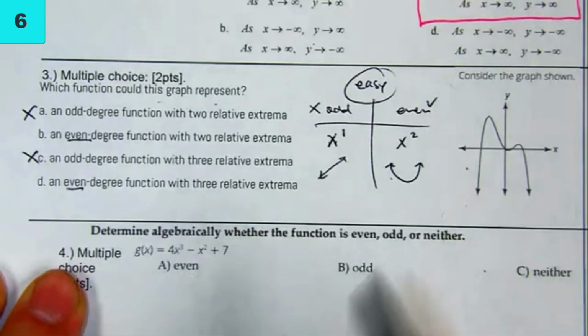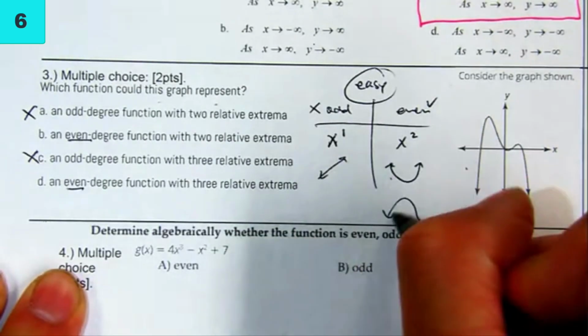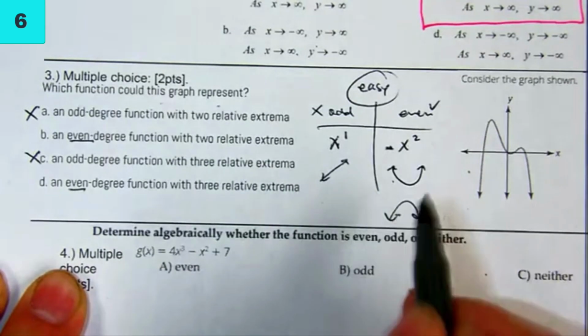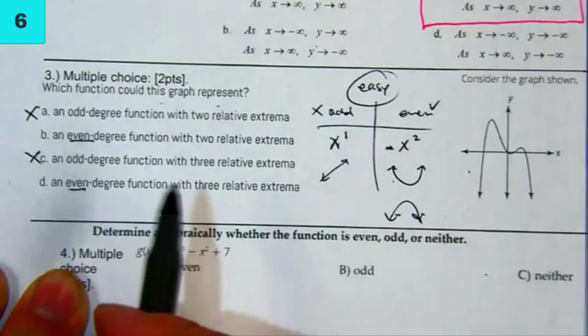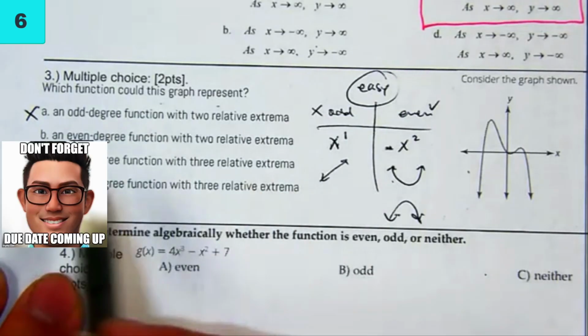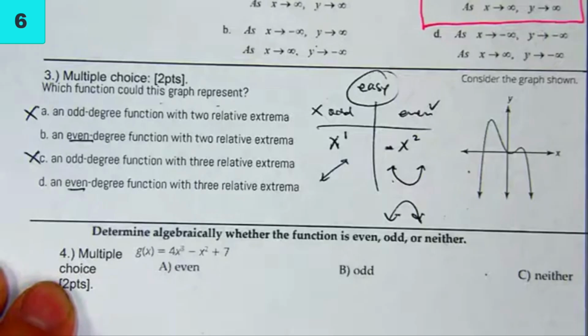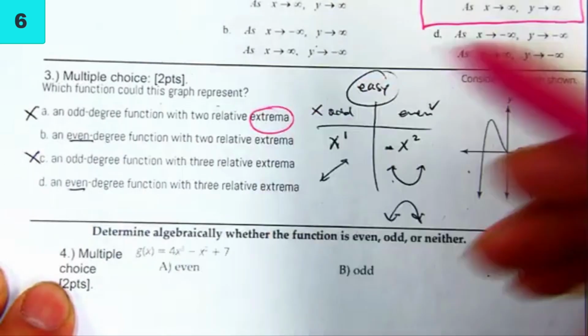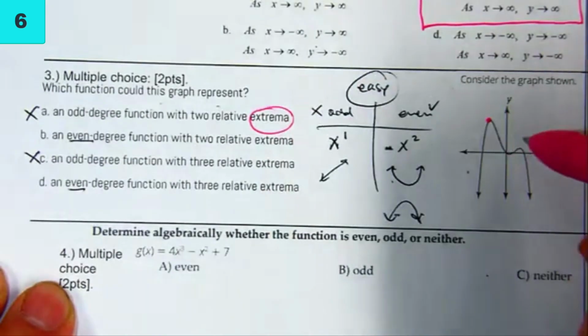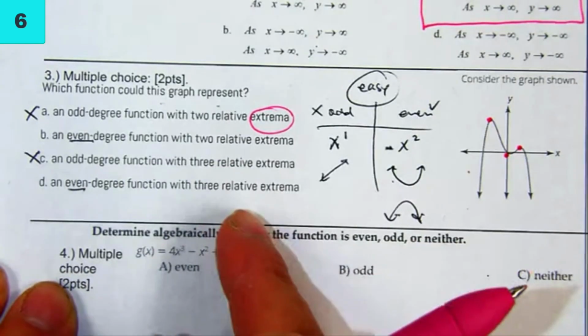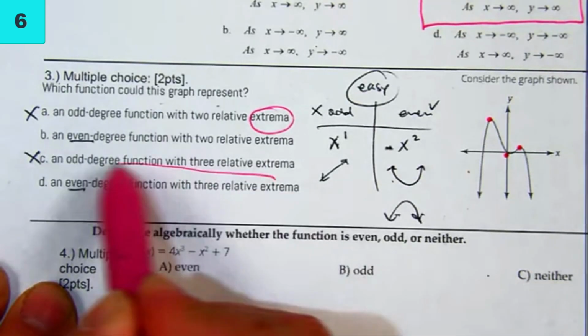And then because it flips upside down, you would have to put a negative. So that's a negative leading coefficient. No, we don't have that. Now I'm asked about extrema. So let's go here. Extremas, in this case, is a 1, 2, 3. We have 3 extrema there, and it is even, so my answer is going to be D is the correct answer.